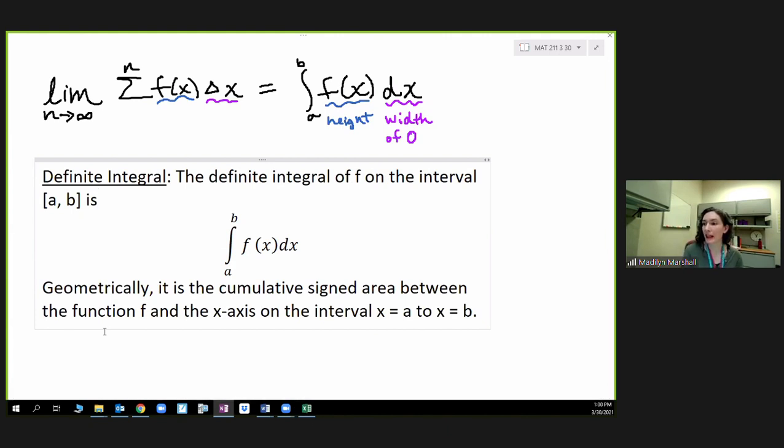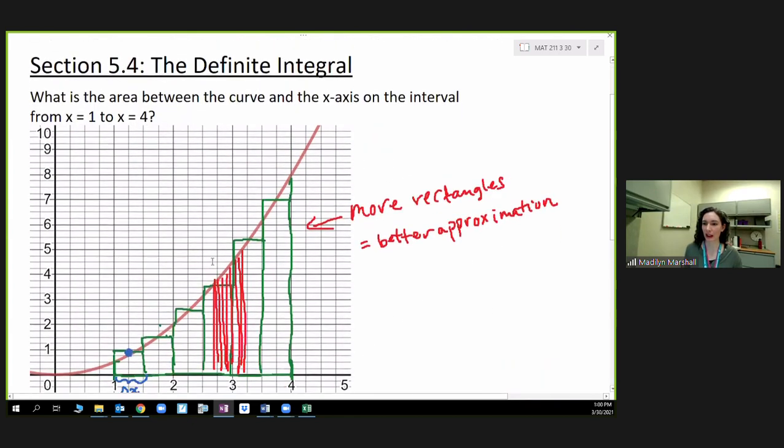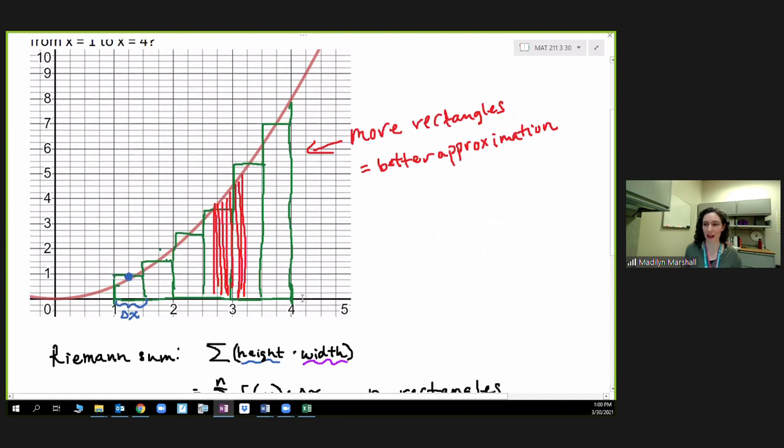So the definite integral of f on the interval AB is this. So everything here is the same as it has been before. We still have the integral sign, we still have our function in the middle, and we have our dx. So we still have that same sandwich. The only thing that's different on this notation from our indefinite integrals is that we have an interval from A to B. So in this case, if we were calculating the integral here, our A would be 1 and our B would be 4. So we have a starting point and an ending point.